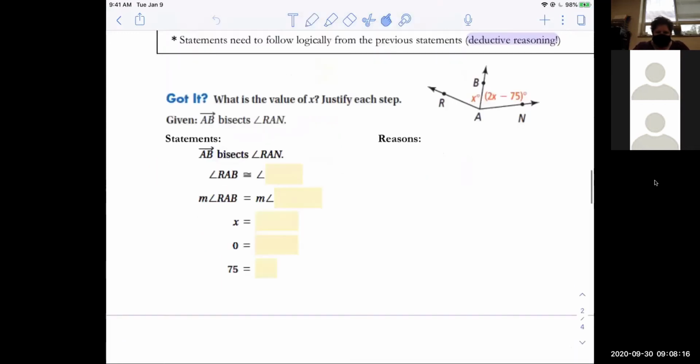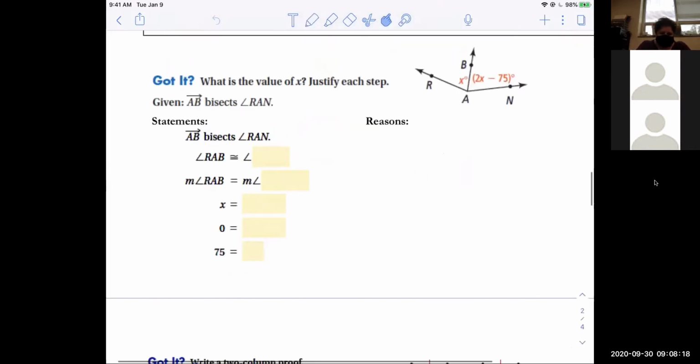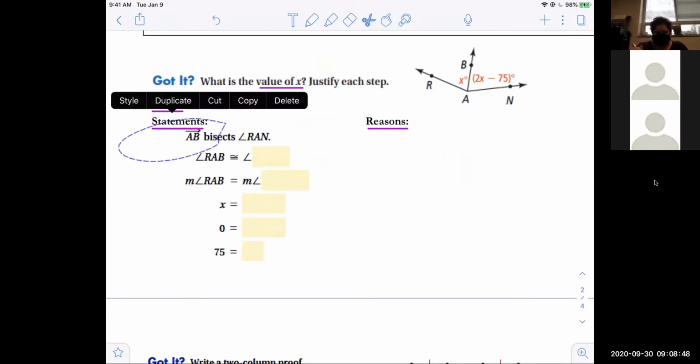So remember that the parts to a proof are the given information, and what you're trying to prove, which is typically written as "prove whatever." Here it's asked as a question: what is the value of x? We'll be done when we show that x is equal to 75. That's really what we're proving. You'll have a statements column and a reasons column. And with geometry proofs, if it's not an algebra proof where you're solving an equation, then there's typically a diagram also.